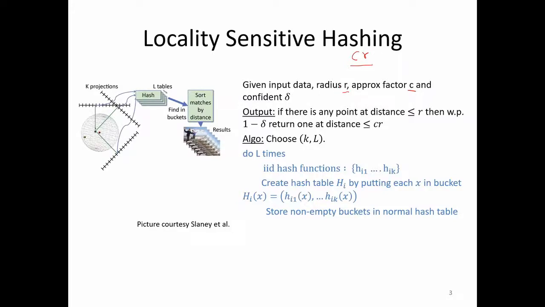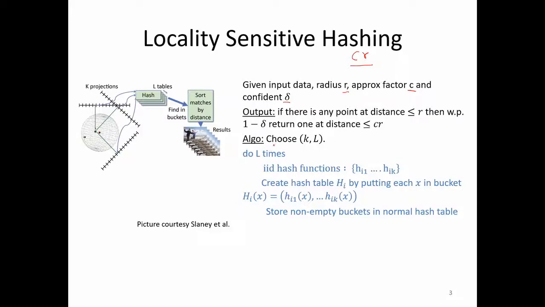Okay, and then you have a confidence factor delta. So with probability 1 minus delta, you want to find this. Okay, now the output is: if there is a point at distance less than or equal to r, then with probability 1 minus delta, return one at distance less than or equal to c times r. Okay, so this is the problem.